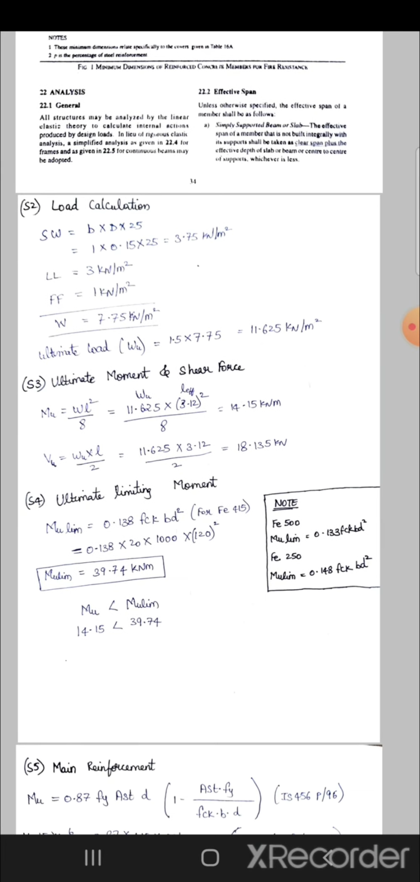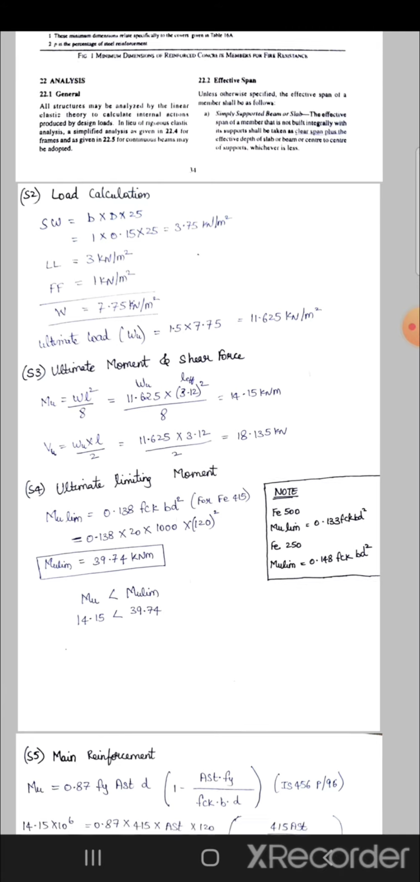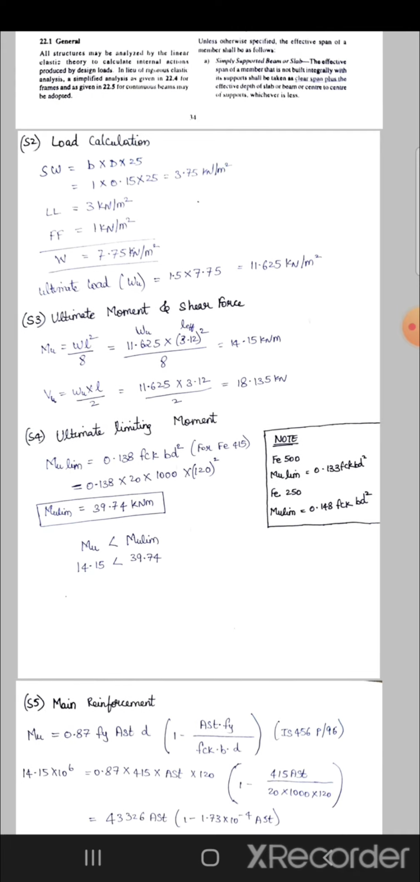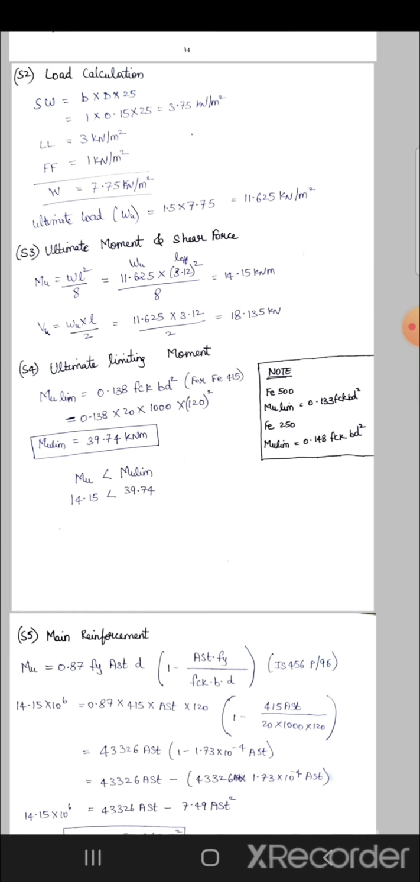Self weight equal to breadth into overall depth into 25. Live load and floor finish is given in the question, so load answer is 7.75. Now we must calculate ultimate load. Ultimate load is 1.5 into load. Answer is 11.625 kN per meter square.